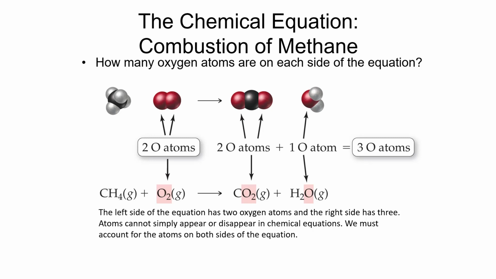So how many oxygen atoms are on each side of the equation? On the left side of the equation, we have 2 oxygen atoms. On the right side of the equation, we have 3 oxygen atoms. In order to balance a chemical equation, we have to have the same number of each type of atom on both sides of the arrow. Atoms can't appear or disappear in the chemical equation, so we must account for the atoms on both sides.